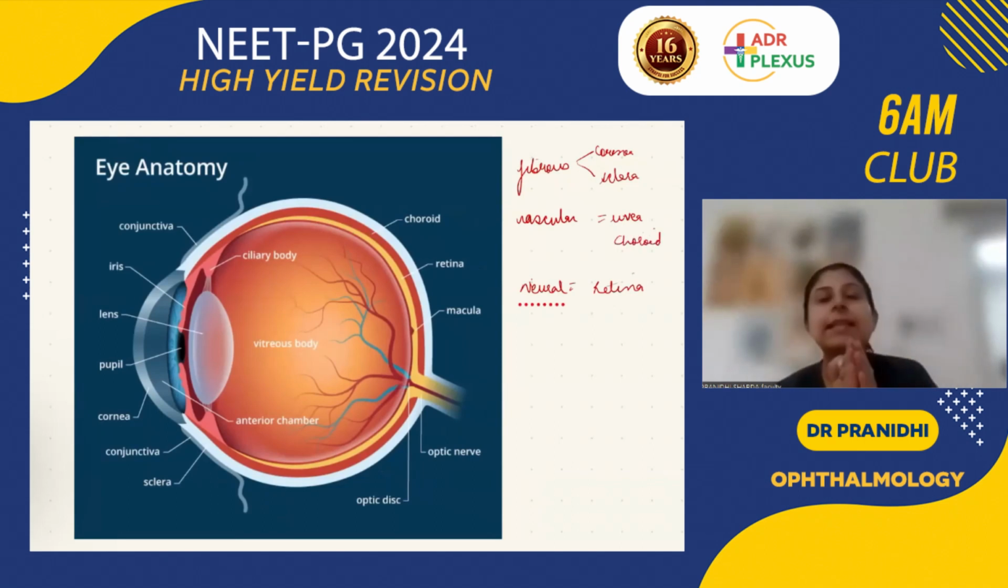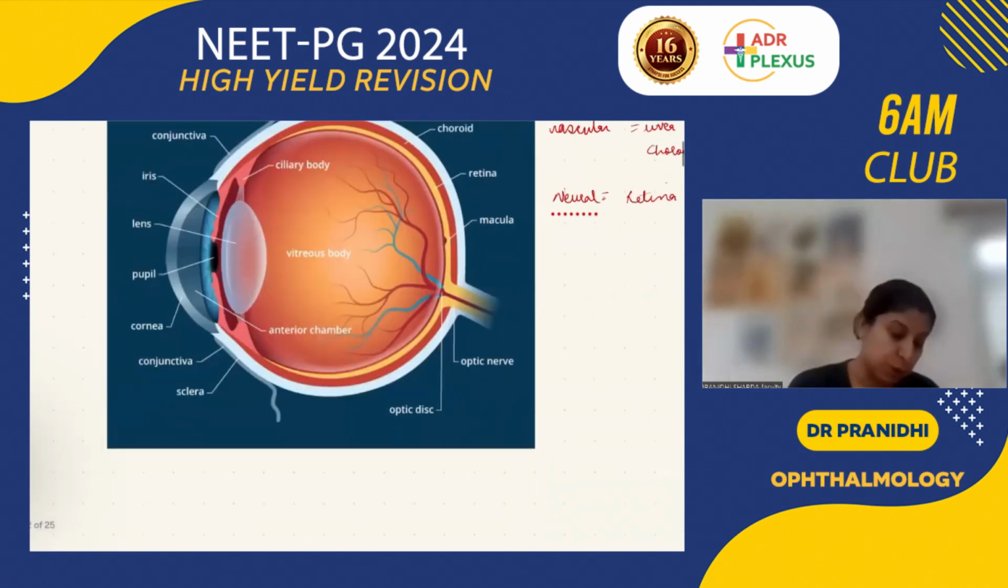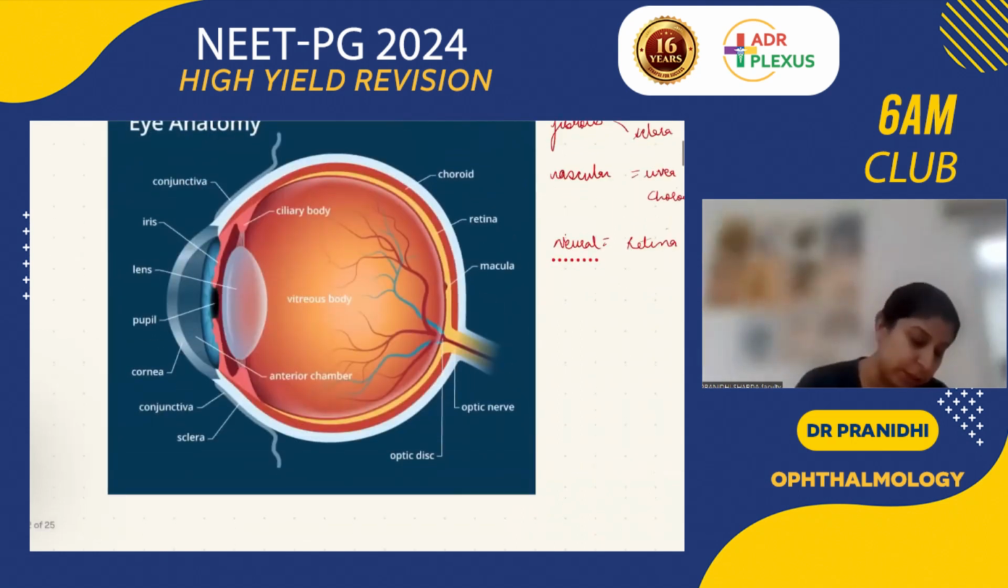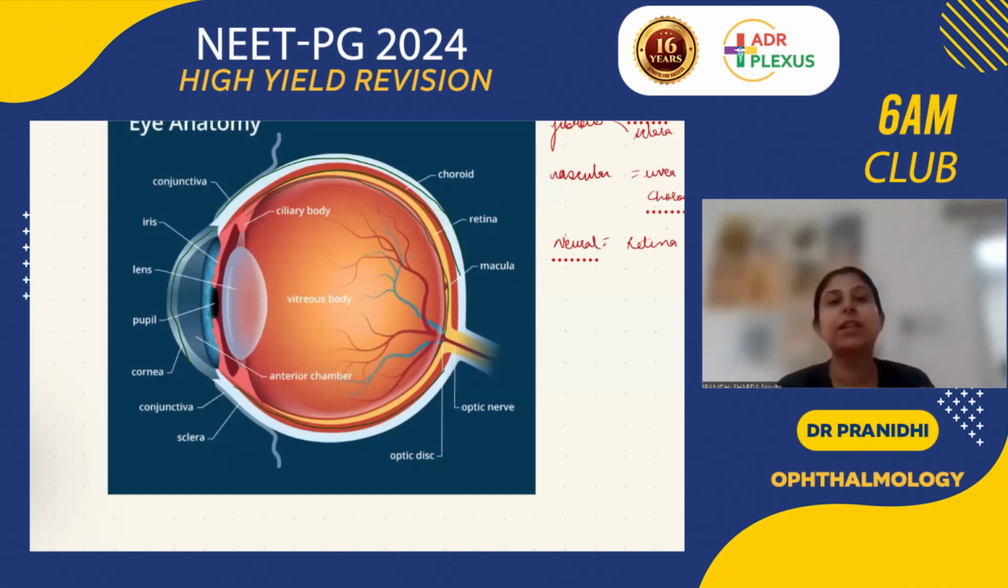So the lens is not a part of any coat of the eye. Now what is the lens? As you can focus on this image, the outermost is the sclera and the cornea, the mid one is the vascular one, the choroid, and the innermost is the retina. The lens is present in a cavity in the innermost coat of the eye. Here the lens is present.